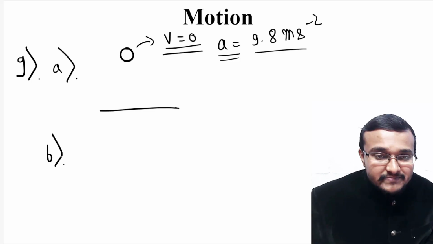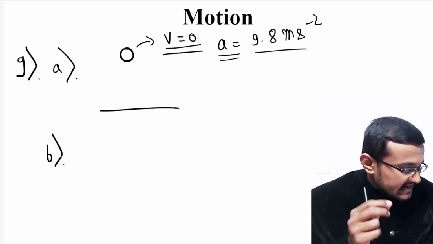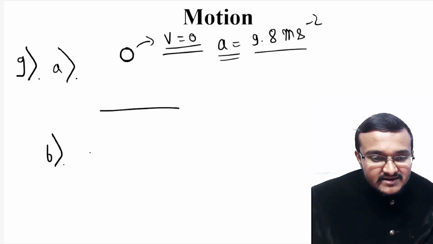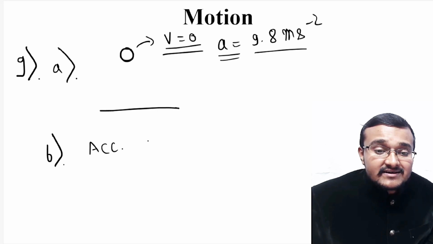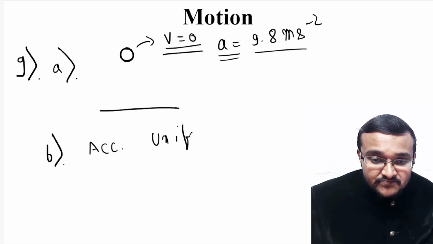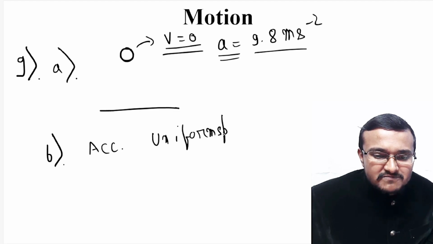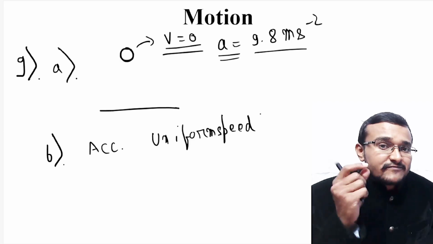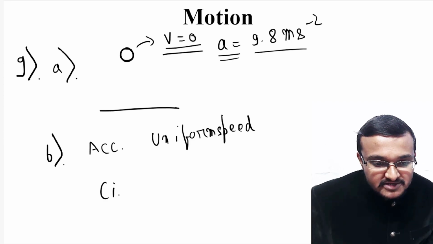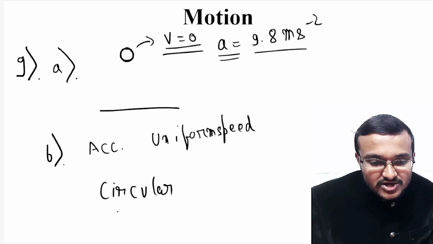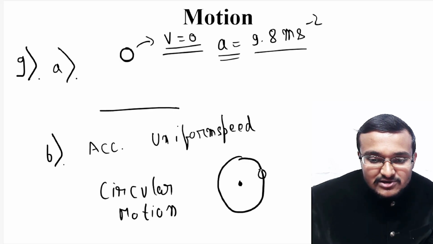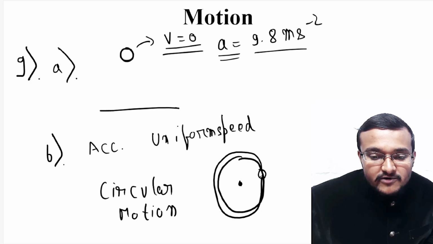So now coming to the B question, here they have asked an object moving with an acceleration but with uniform speed. So that means here there is acceleration and there is uniform speed as well. This is actually contradicting, because when an object has uniform speed, there will be zero acceleration. But if you consider circular motion, there is a circular path like this and an object is traveling on this circular path with uniform speed.